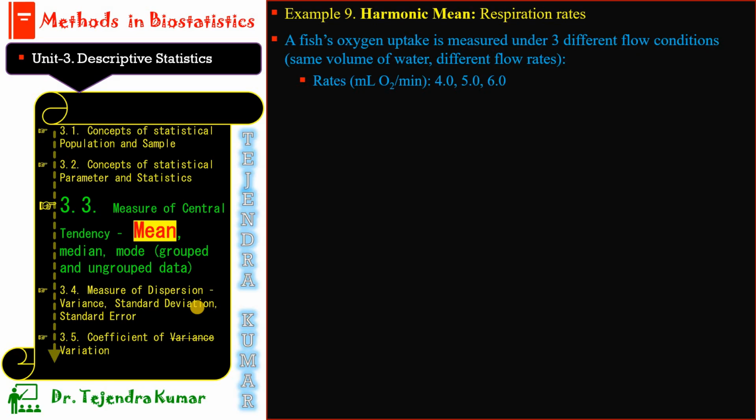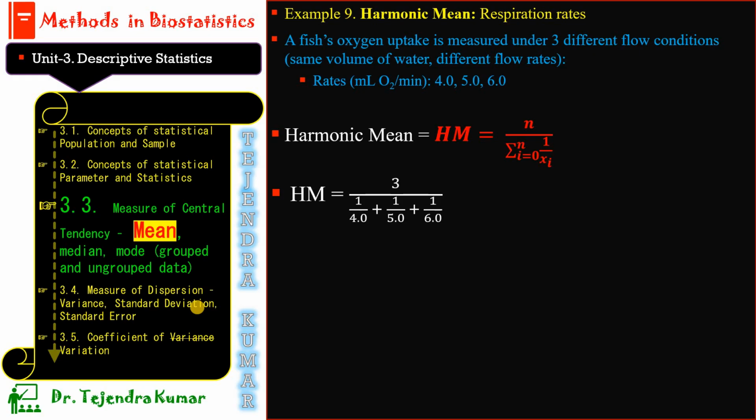Next question is also from harmonic mean, in the example of respiration rates. Oxygen uptake is measured under three different flow conditions. Same volume of water, different flow rates. Rates are given in milliliter oxygen per minute, and these three values are 4.0, 5.0, 6.0. So the harmonic mean formula is the same. Harmonic mean is equal to 3 divided by 1 by 4.0 plus 1 by 5.0 plus 1 by 6.0.